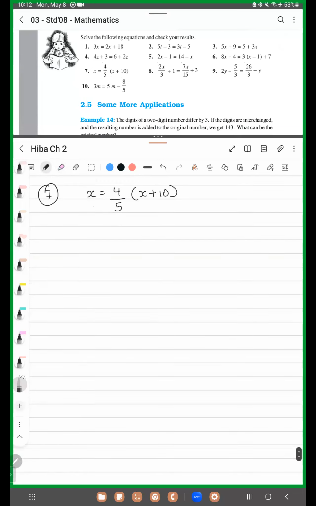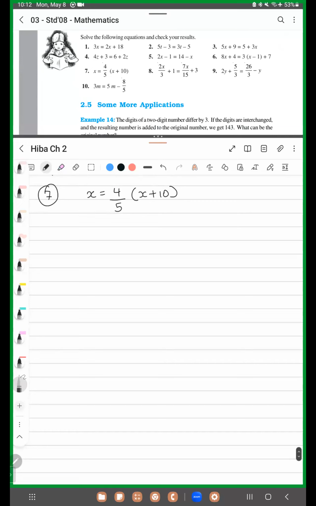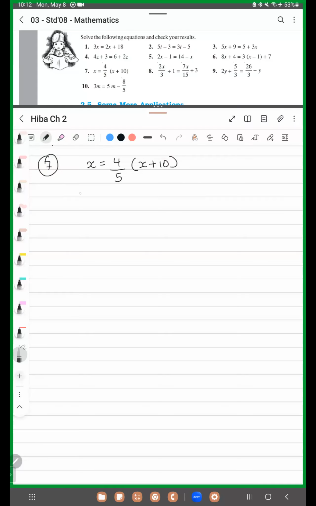We will basically open the bracket first. So it will be 4 divided by 5, we multiplied by x. Hiba, we have already done this question. Do you remember? We did it in the last class. Yeah, but I still got confused. Okay, then.